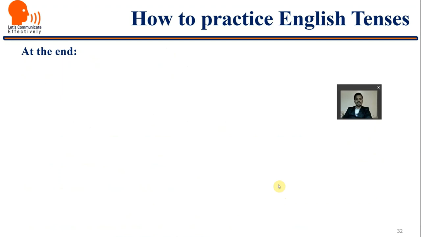Right. So at the end, let me give you some tips on how to practice English tenses. We have learned about the tenses. We saw 3 tenses, 4 aspects of each. We saw some of the confusing tenses and we solved some exercises. I gave you one formula, also the most effective method, copyrighted method rather, I would say.